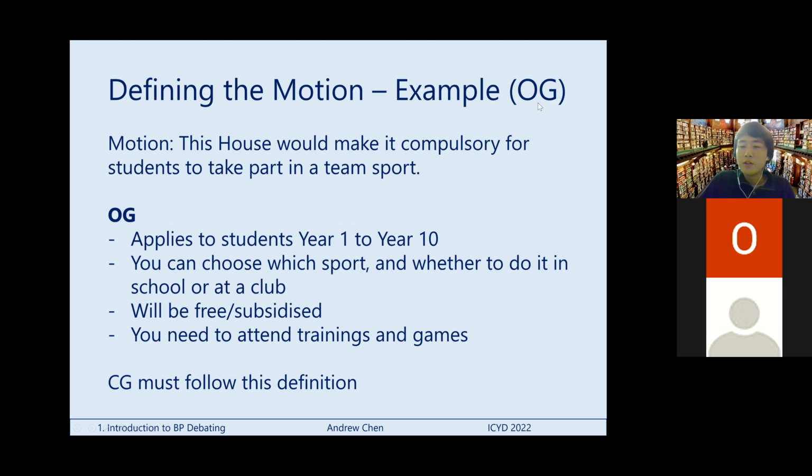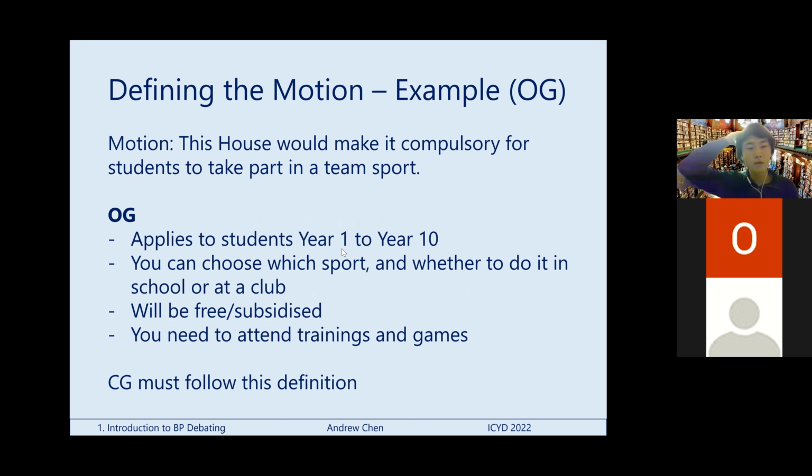So back to one of the motions that I mentioned briefly at the start of this workshop: this House would make it compulsory for students to take part in a team sport. So how might opening government define this motion? I think we all understand what compulsory means and what team sport is. Maybe there's a little bit of ambiguity around exactly what students means, so maybe you want to clear that up.